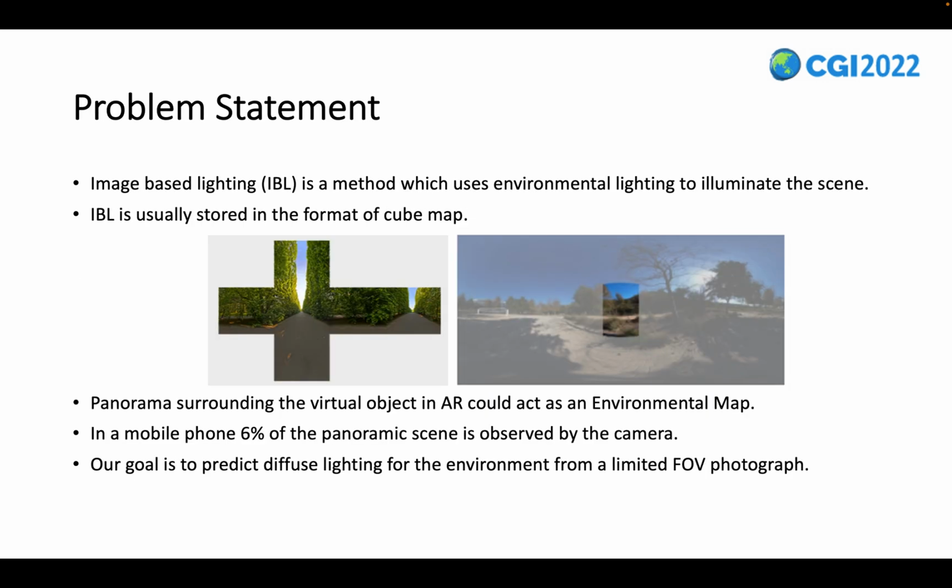IBL, image based lighting, is a very well known technique in computer graphics to do the lighting. In IBL, the lighting is usually stored in the format of a cube map. Given a panoramic scene, there are publicly available tools which can convert that panoramic scene to a cube map, and given the cube map we can do the lighting in computer graphics. If we want to implement the lighting in augmented reality, we need the panoramic scene which the camera is seeing, but the problem here is the camera only sees 6% of the panoramic scene. So our goal is to predict diffuse lighting for the environment from a limited FOV photograph on mobile in real time.